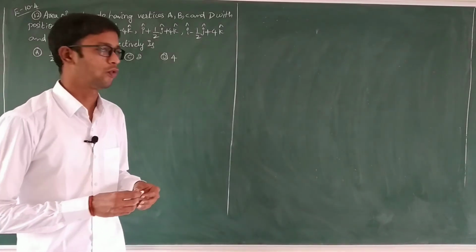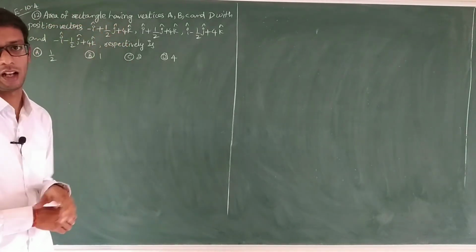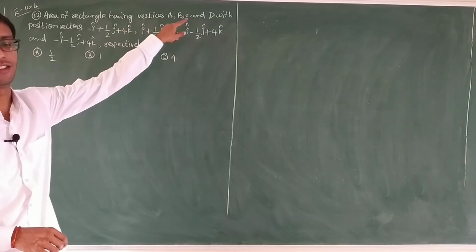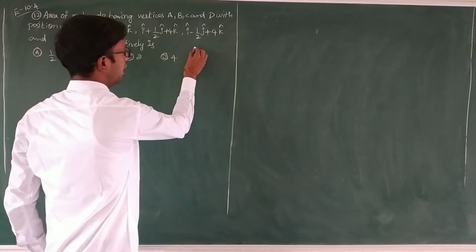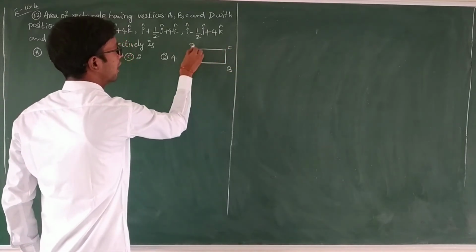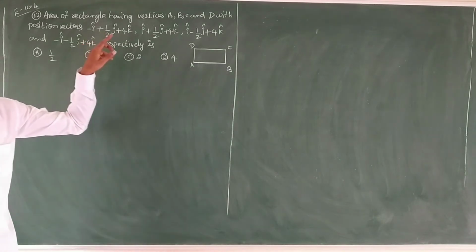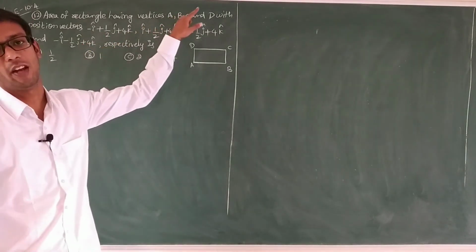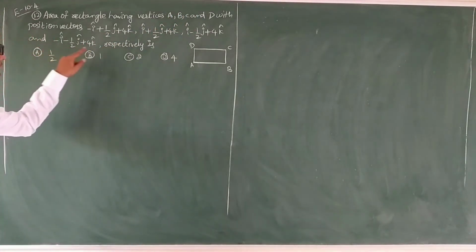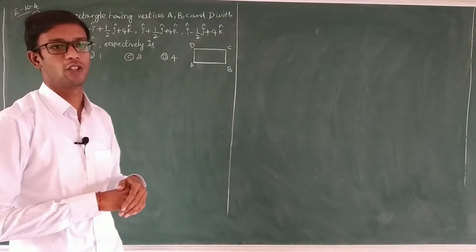Next, problem number 12. Area of a rectangle. Area of the rectangle having the vertices A, B, C, D. So I am drawing the diagram here: A, B, C, D, one rectangle is there. The position vectors of A, B, C, D are given respectively, and we need to find the area. Multiple choice question this is also.